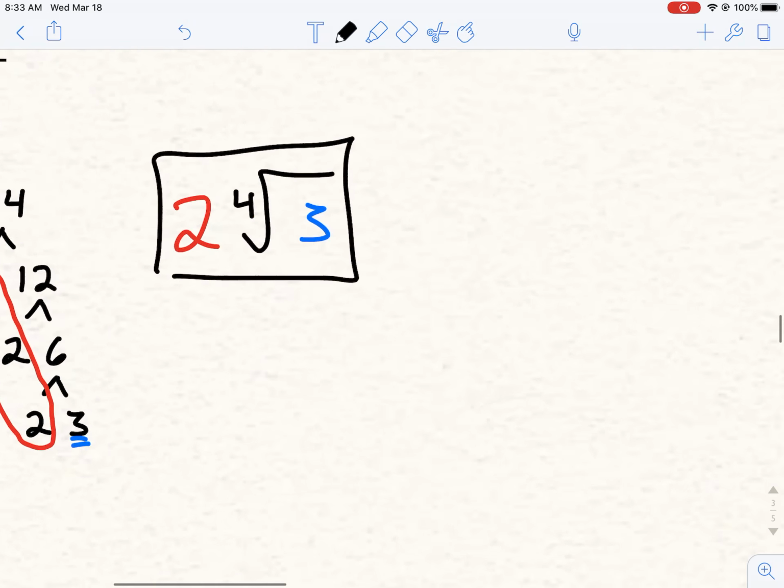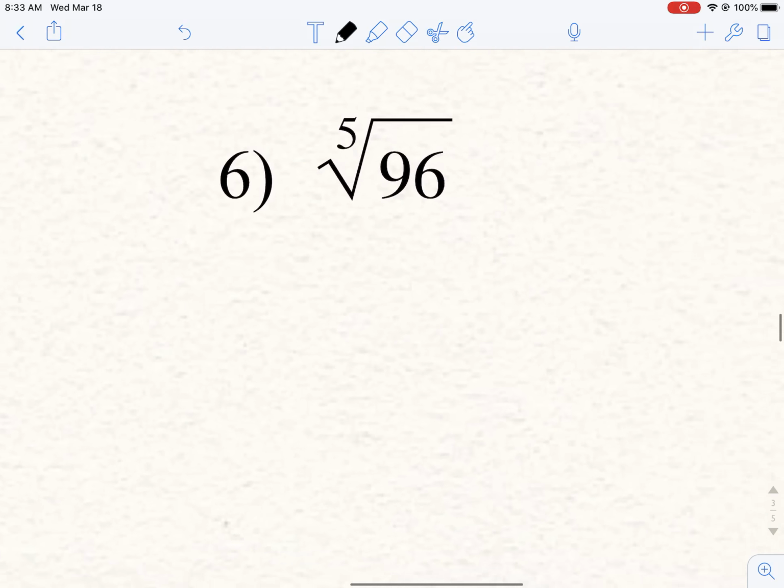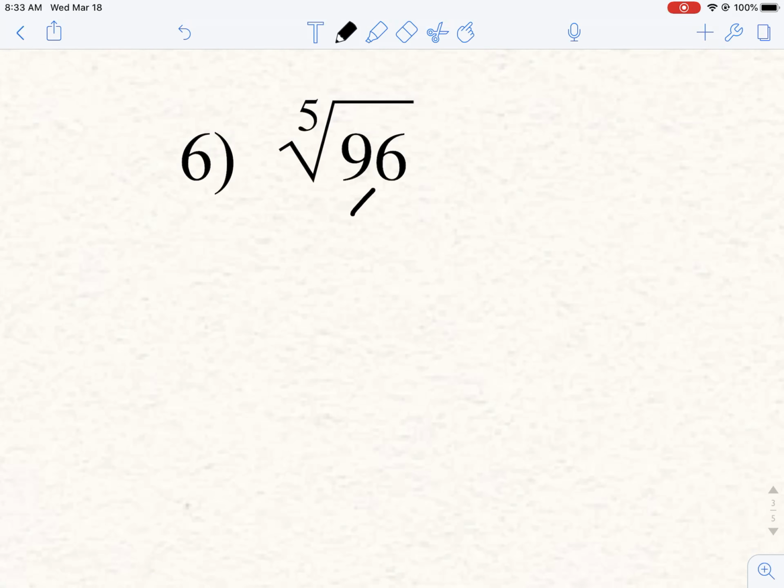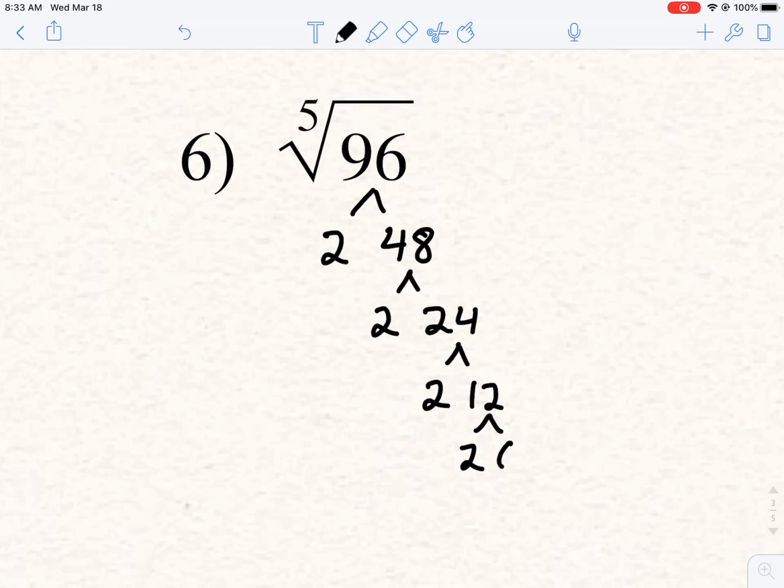And then this next one, I believe, is using the index of 5. So 96, I know, is divisible by 2. So I'm going to divide that by 2 and get 48. And then 48 is divisible by 2. That's 24. 24 is 2 and 12. I think some of you might see how this is going already.